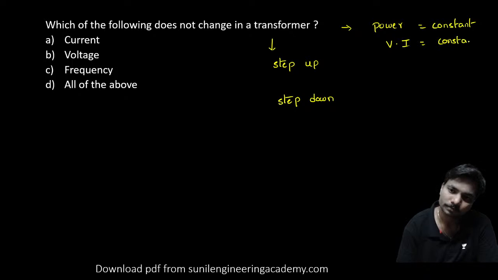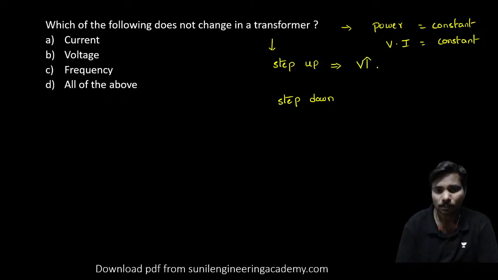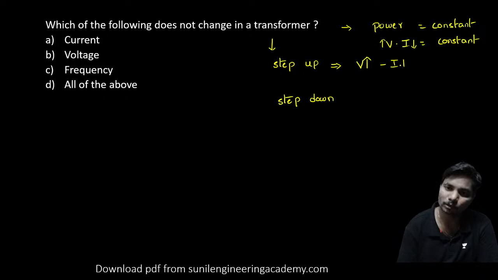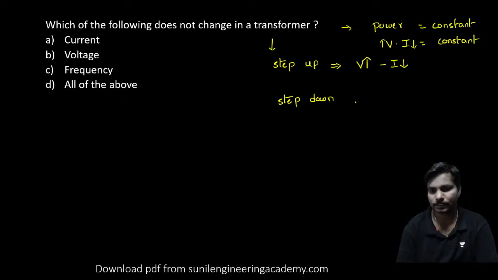In step up, the voltage increases. As the voltage increases, what about the current? To get constant power, the current will decrease. So voltage increases means automatically current decreases. In the same way, step down means the voltage decreases, so the current will increase.